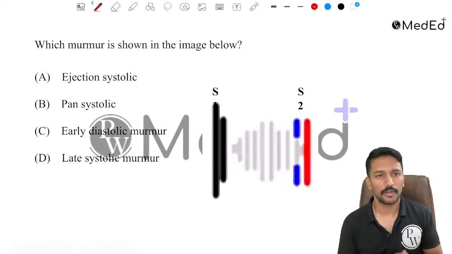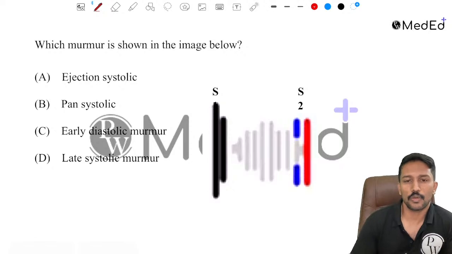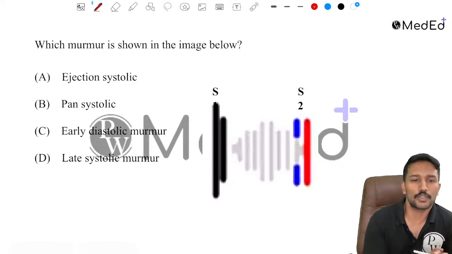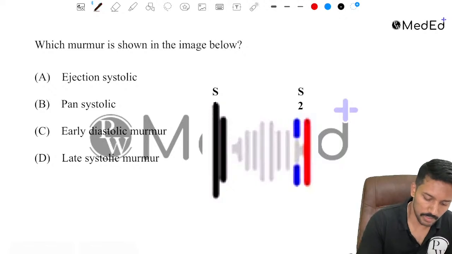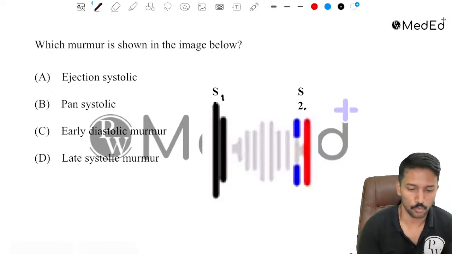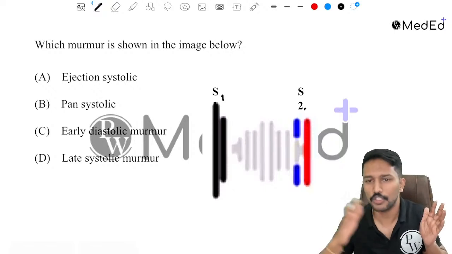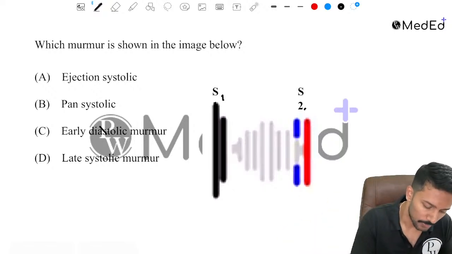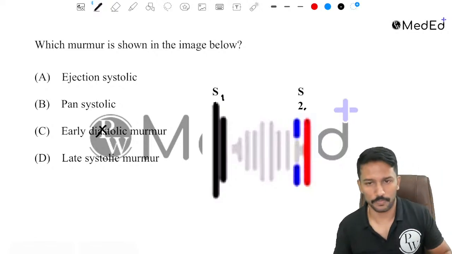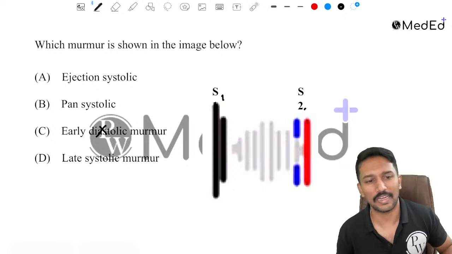Okay. Next question. Which murmur is shown in the image below? Is it ejection systolic murmur, pansystolic murmur, early diastolic murmur, or late systolic murmur? The murmur is heard between S1 and S2, right? Whatever happens between S1 and S2 has to be systolic. Between S2 and S1 is diastolic. So it has to be a systolic murmur. So I will rule out early diastolic murmur with confidence. Now, is it ejection systolic, pansystolic, or late systolic murmur?